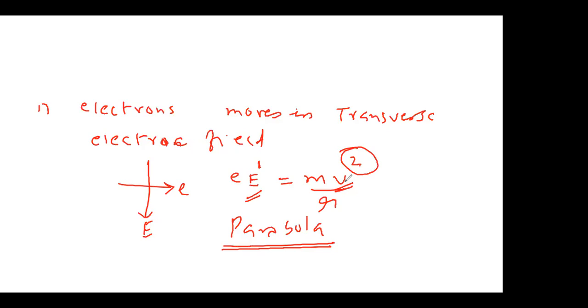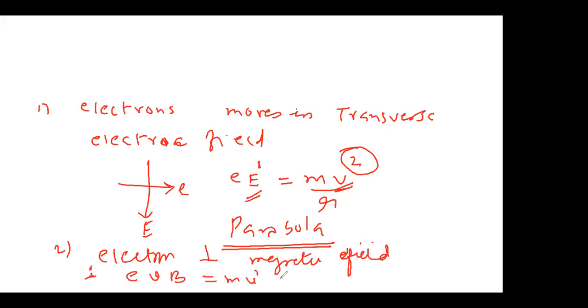If an electron having initial velocity perpendicular to the magnetic field, this we have done in the magnetic effect of electric current chapter. Whenever an electron enters perpendicular to the magnetic field, then what? eVB equals mv square by r, correct? So this V gets cancelled, therefore we get eB equals mv by r. Now what is the power of V? 1. Power of V is also 1.